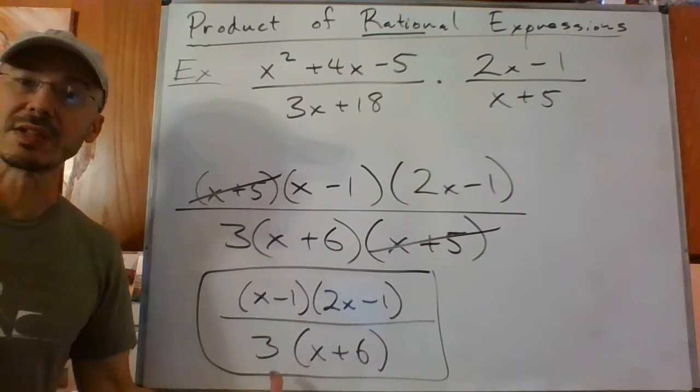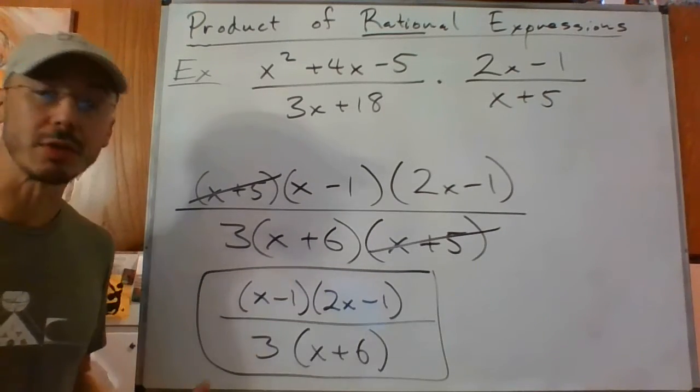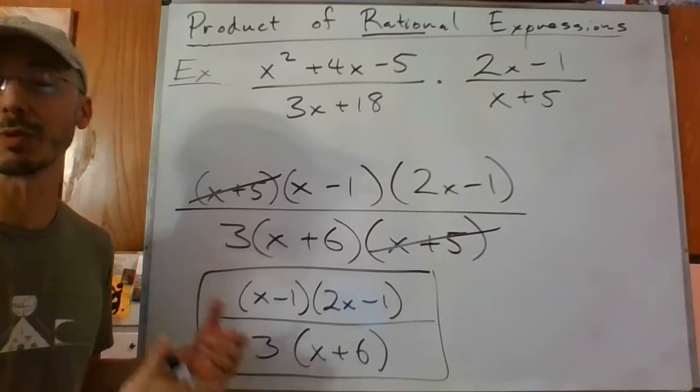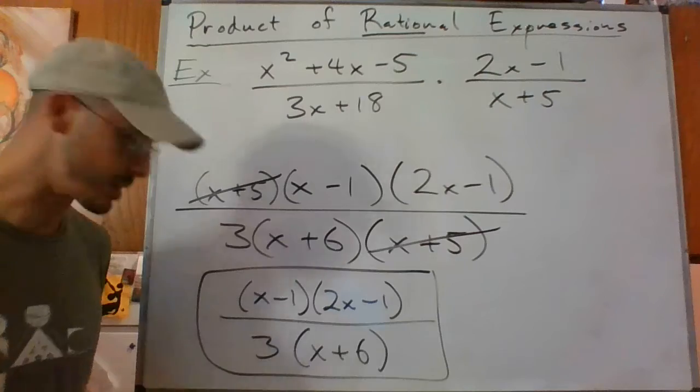Factored form for these. If you wanted to multiply them out, you could, but this is good. This is fine. If we had to work with it again, we would have to factor again. So I like to leave it factored.